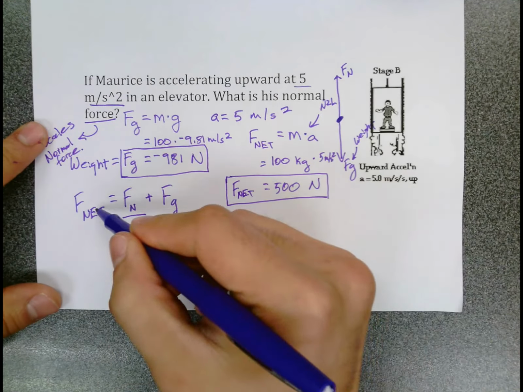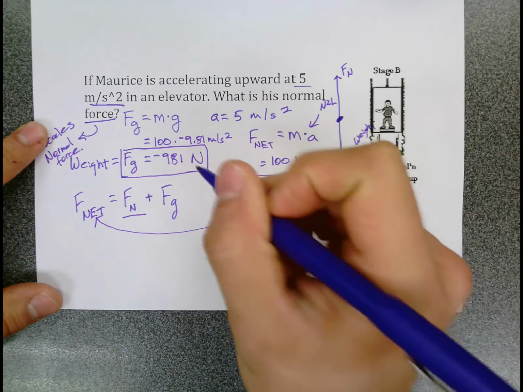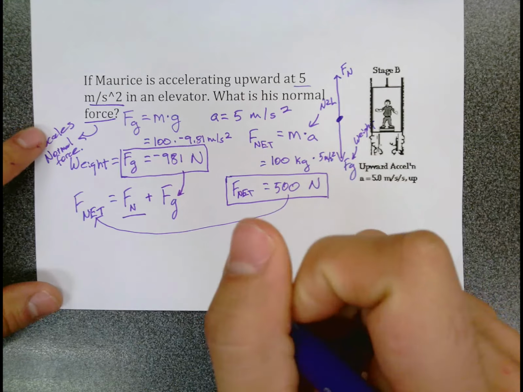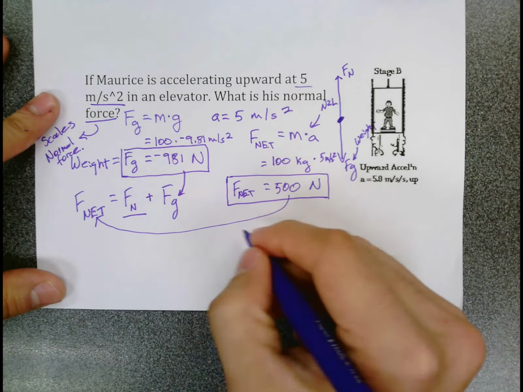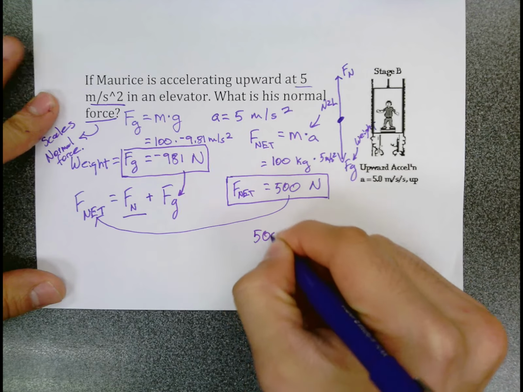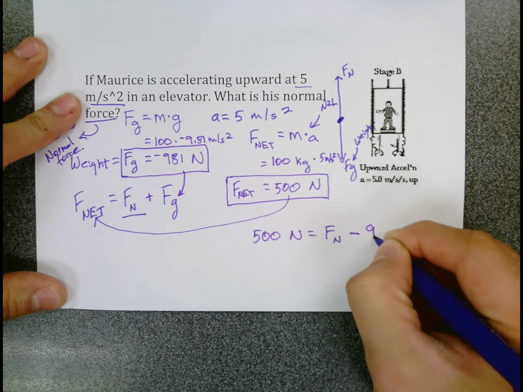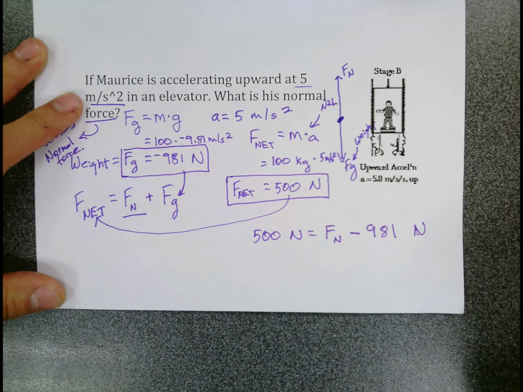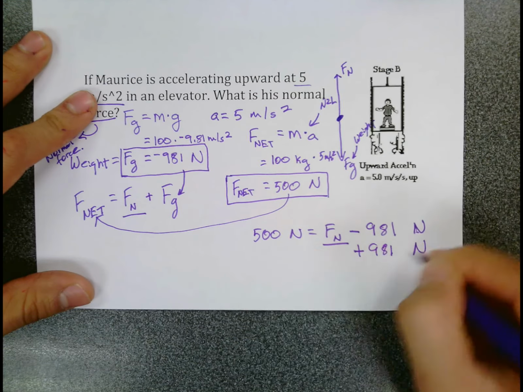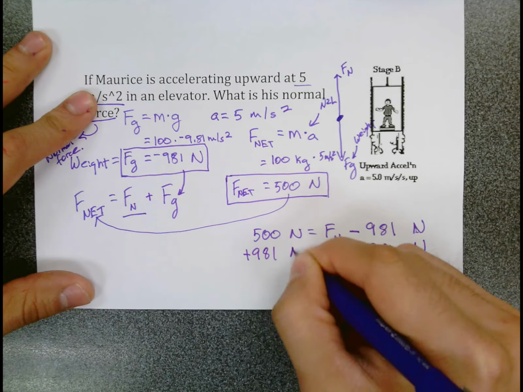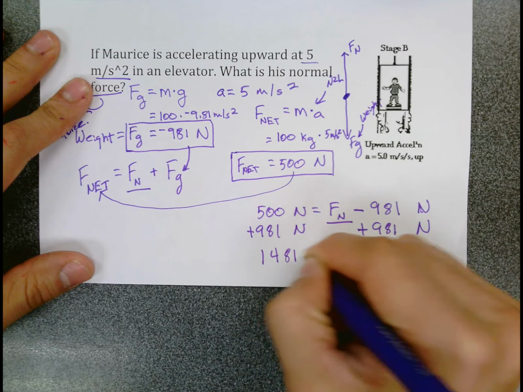We've already solved for Fnet. Fnet comes from this 500 here. Fg comes from this negative 981 here. And all we have to do is plug everything in. So we get 500 newtons is equal to the normal force minus 981 newtons. In order to solve for Fn, we add 981 newtons to both sides, and we get a normal force, or what the scale measures, of 1,481 newtons.